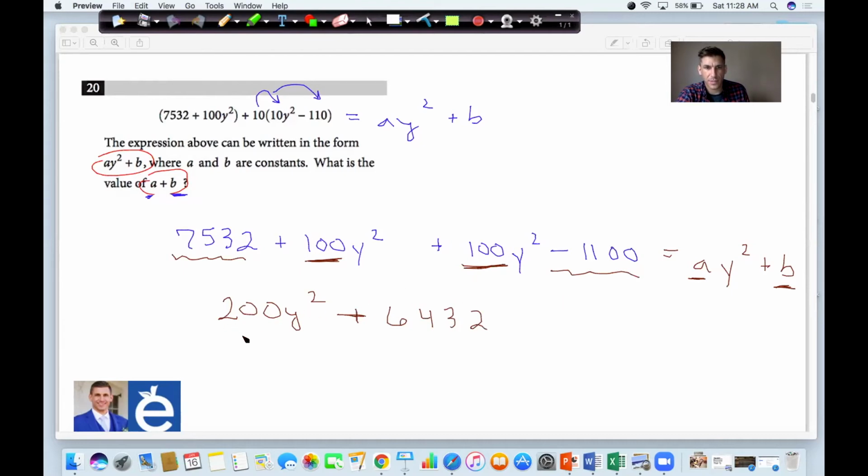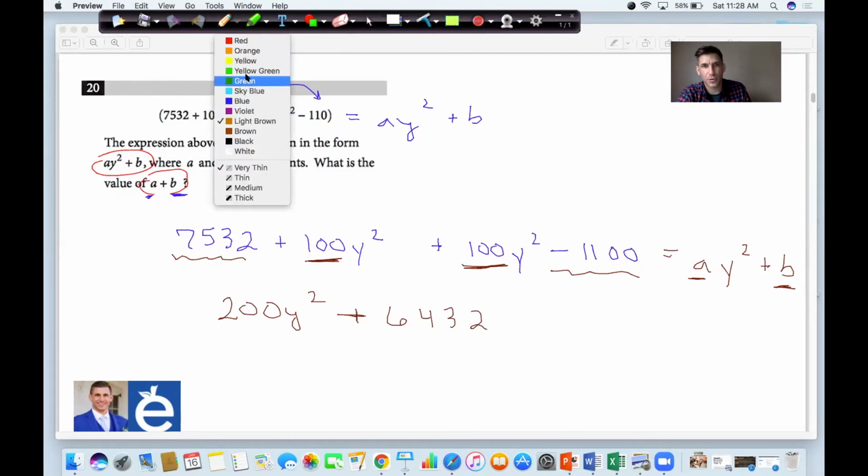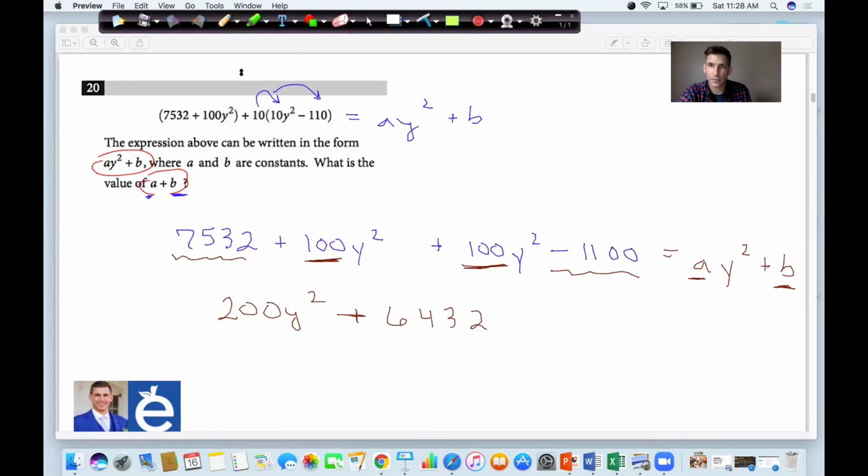So this is why I'm saying it's always important to double check, because I did the hard part. I figured out the a y squared plus b. I figured out this was a, and this is b. The easy part to mess up is solving for the wrong thing. So here's a, here's b. I add them together for 200 plus 6,432. I get 6,632, and that should be my answer choice.